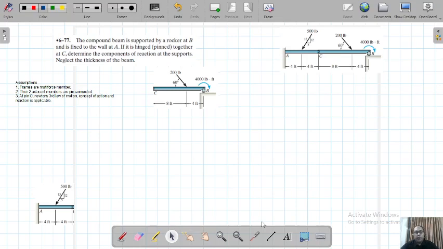All right, Bismillahirrahmanirrahim. Students, let's start a problem related to frames analysis. Specifically speaking, this is a frame problem.